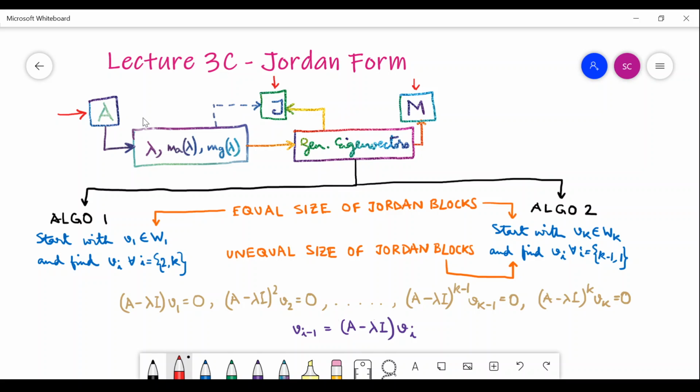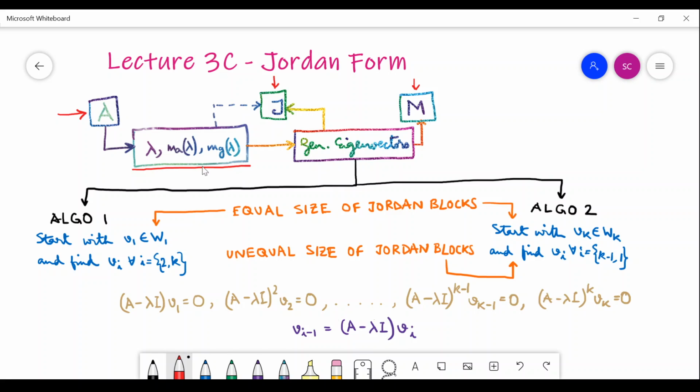Okay. How do you have to go about it? From the given matrix A, you can readily find this set of information: the eigenvalues, the algebraic multiplicity of each eigenvalue, and the geometric multiplicity of each eigenvalue. You can easily find this out from the given matrix A. You will also see that when we do the examples, we will find this information first. So this is the first set of information that we need to find out.